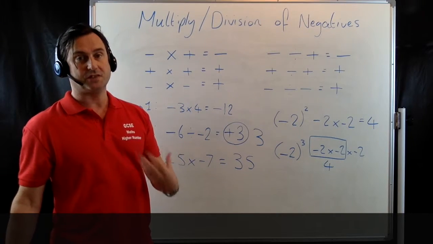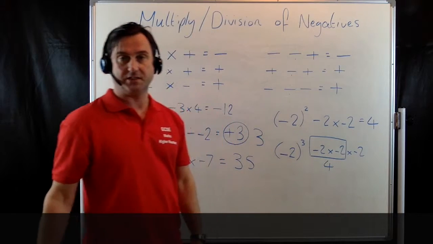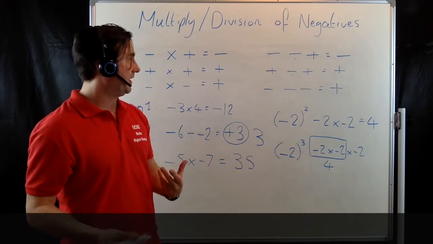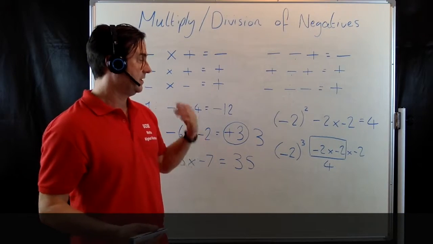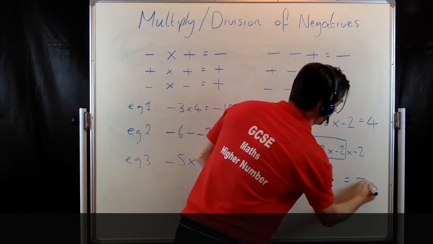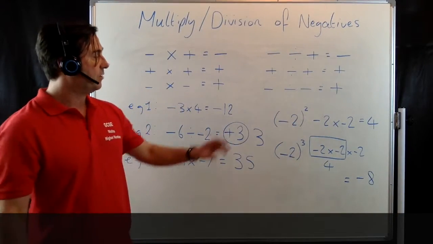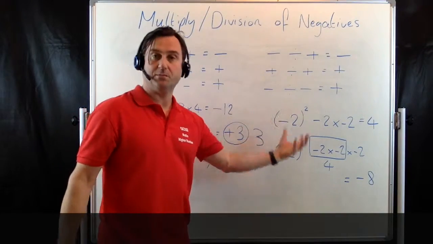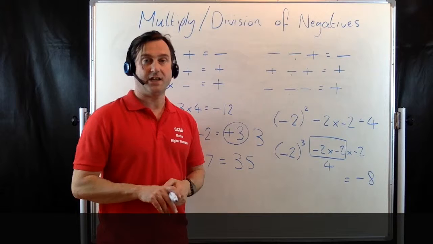4 times 2 gives us 8, but this time the 4 is positive and the 2 is negative. A positive multiplied by a negative gives us a negative answer. So 4 times negative 2 gives us my answer of negative 8. So you need to remember that when you're squaring a negative, it gives you a positive answer, but when you're cubing a negative, it gives you a negative answer.